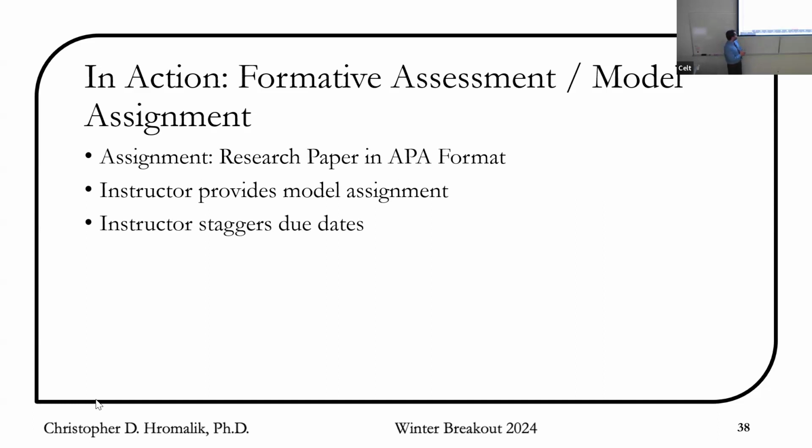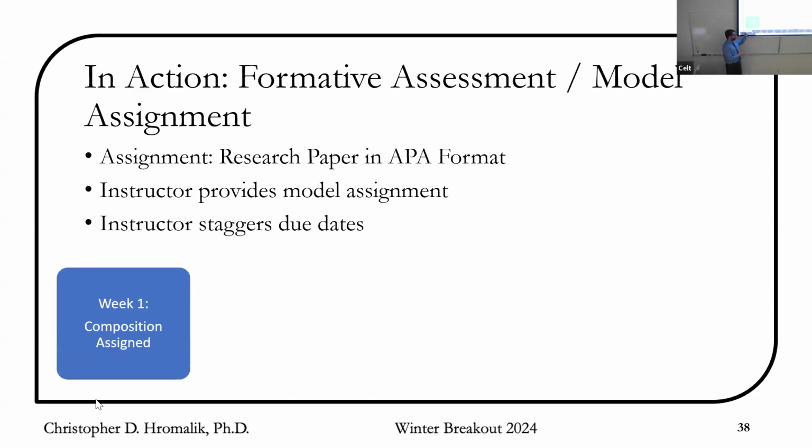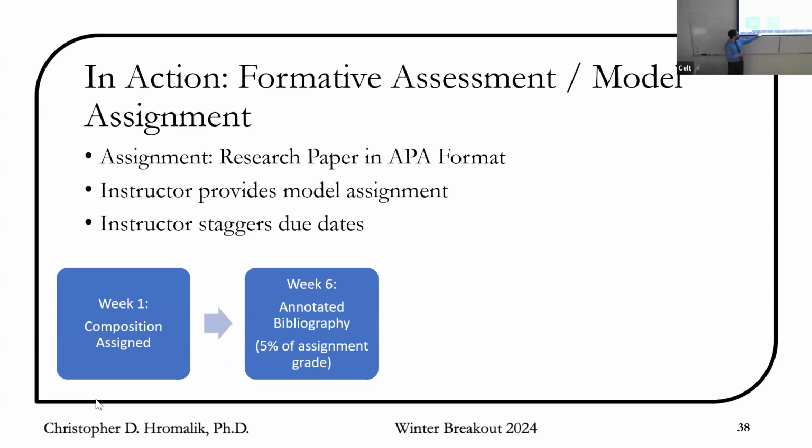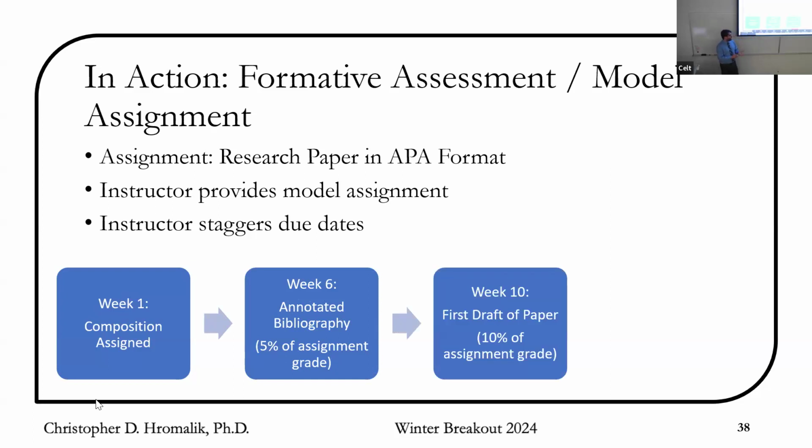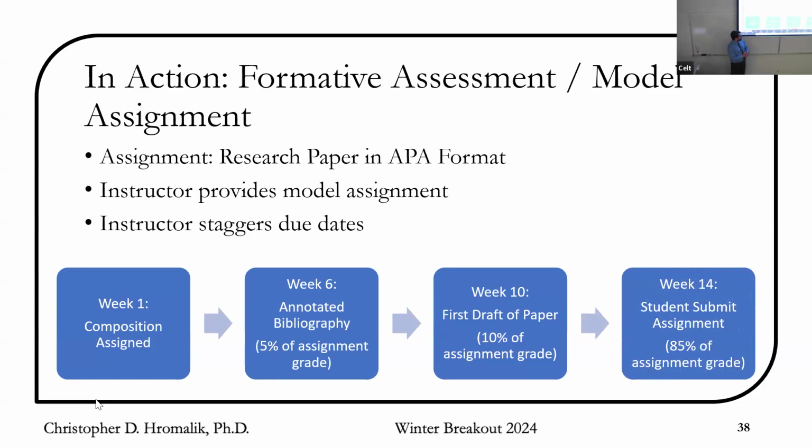Then the instructor must stagger the due dates throughout. So for example, in week 1, the research paper is assigned. Maybe in week 6, the annotated bibliography is due, and it's 5% of the grade for the research paper. In week 10, the first draft of the paper is due. That's 10% of the grade for the assignment. And then 85% comes from week 14, when students submit the final assignment at the end of the semester.